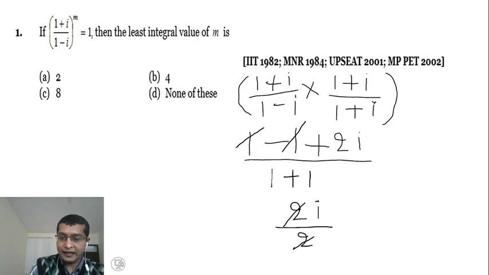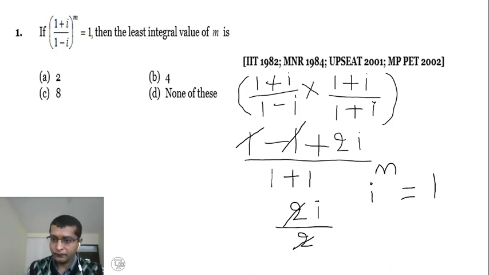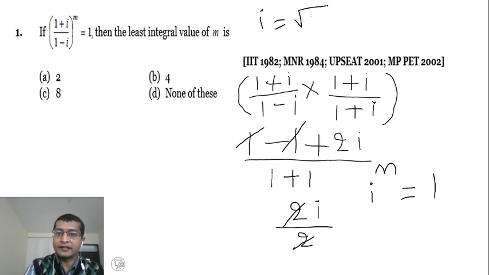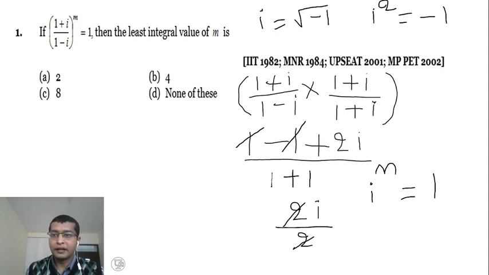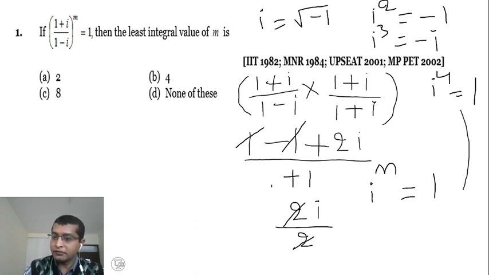So the left hand side expression solution is i raised to m, and the RHS is equal to 1 here. So next, what value of i are we going to get? We know i equal to root of minus 1. If we square it on both sides, we get i square equal to minus 1. Then i cube is i square into i, which is minus 1 into i, it is minus i. And i raised to 4 is i square into i square, minus 1 into minus 1, plus 1, we get. So this value I am going to use here.